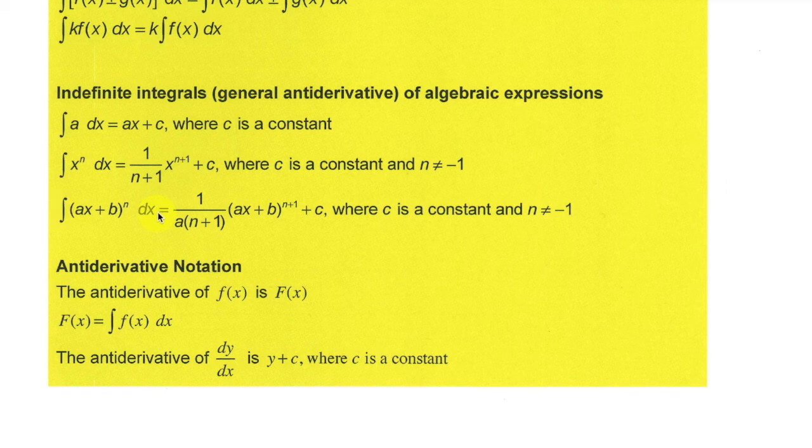Also, we have this rule here. If we have the antiderivative of a linear factor raised to the power of n, then I have my linear factor and I raise it to 1 more than what the power was previously, and I divide by a, which is the coefficient of x in that linear factor, and the new power. I add to it the constant. This process here will be easier to see and understand with some real examples.